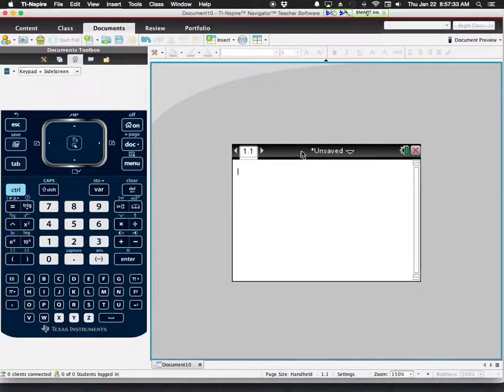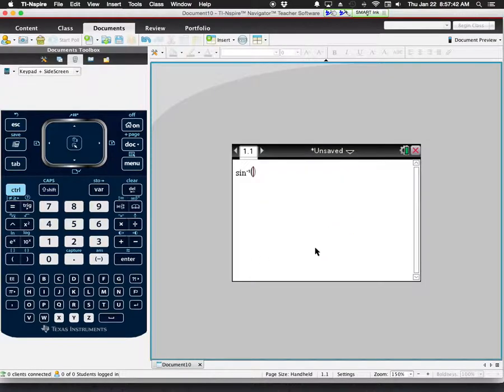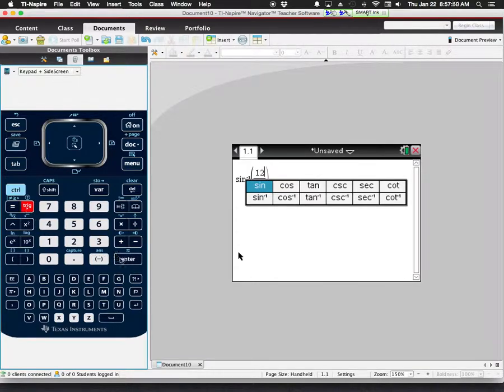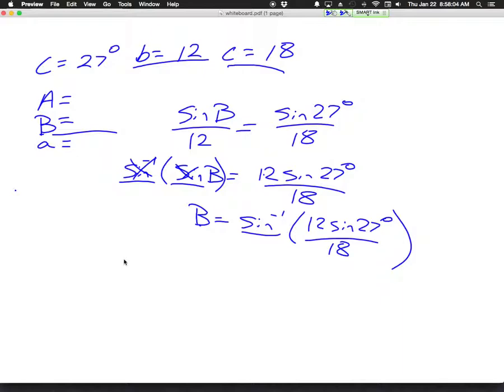Alright, so I want to use the calculator, so we need inverse sine to begin with, so I go to trig. There's inverse sine. What's inside of my inverse sine? A fraction, so let's do control divide. And on the top, I have 12 sine of 27. And on the bottom was what? 18. I press enter. There's my angle. Remember, on angles, I want you to round to 1 decimal place or truncate to 1 decimal place. So 17.6 is going to be my angle.